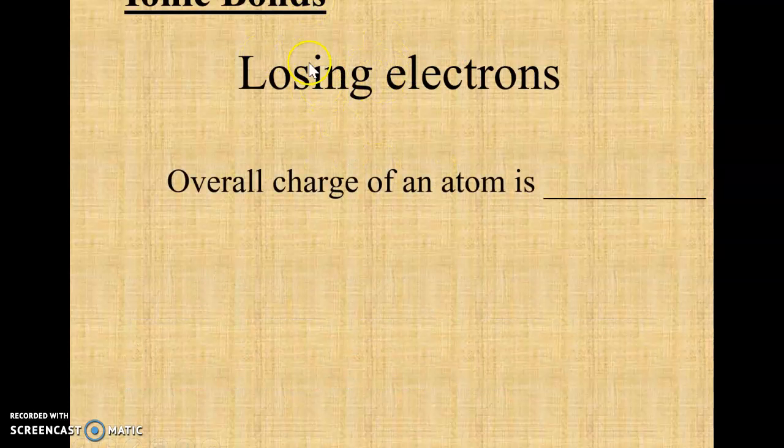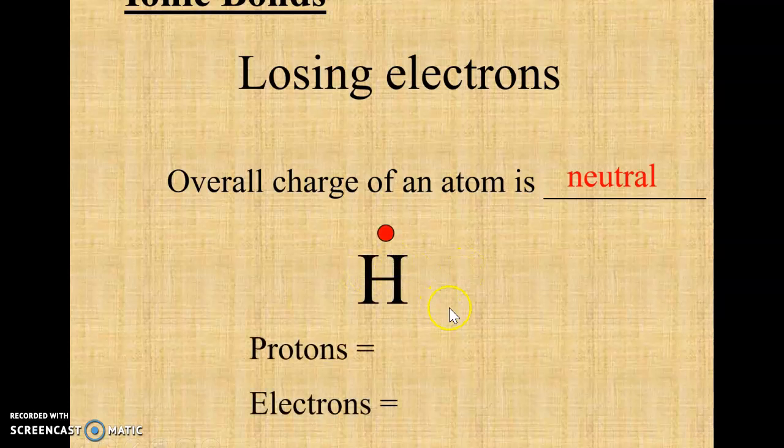So in these ionic bonds, the overall charge of an atom is going to be neutral. Like we've talked about before, atoms are neutral. Ions are going to have a charge to them. So with hydrogen, obviously we have 1 proton. If we have 1 proton, we need 1 electron. Stable, that's 0. Not stable, sorry.